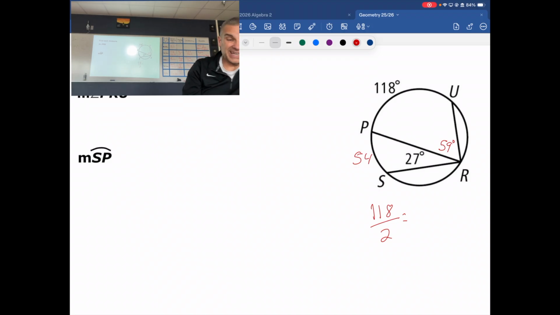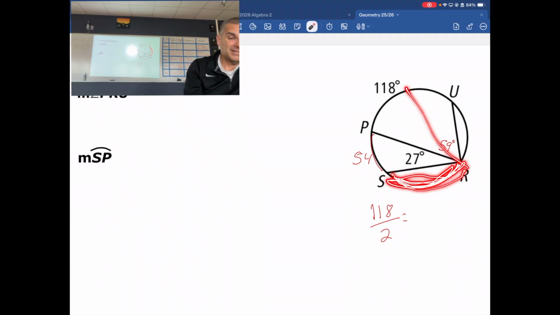Can I find anything else in there? Can I find this? I don't think so. It's part of the ice cream, but does it make any cones? Same thing with this one right here. It's the ice cream, but it doesn't make a cone anywhere. We can only find the measures of cones. We don't have an ice cream cone. Okay, so we can't find it.